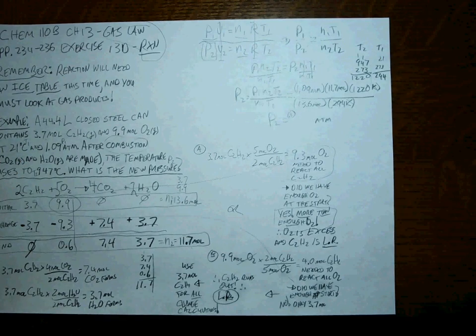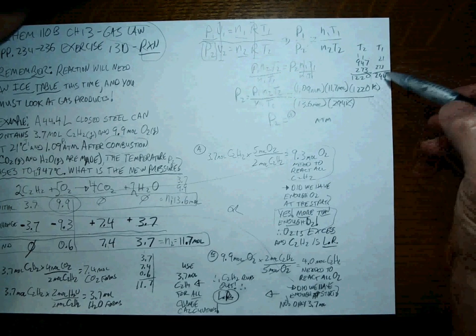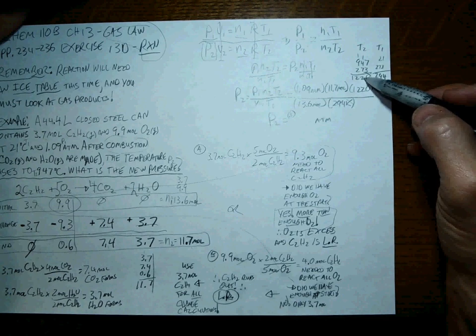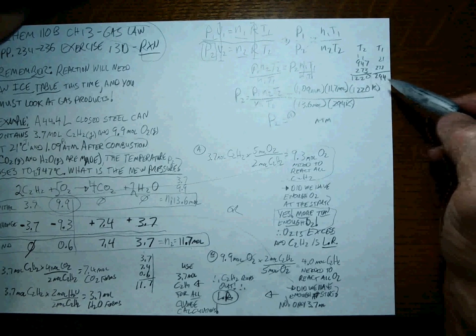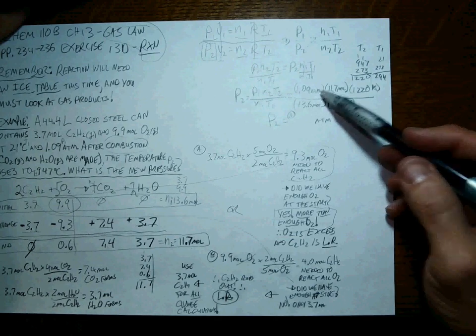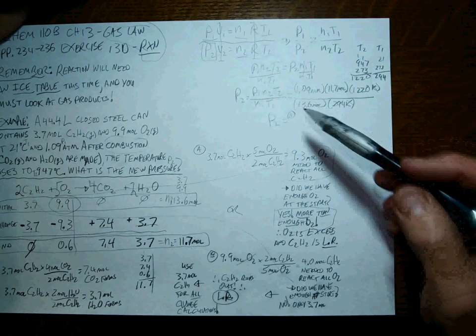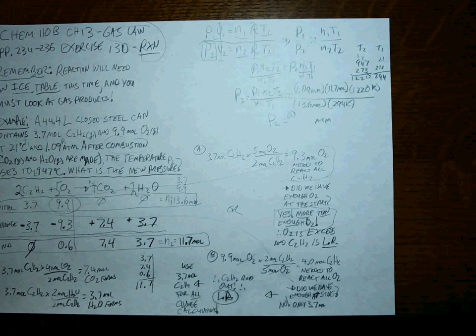Now this is sort of interesting because the temperature went from 21 degrees C all the way up to 947. From 294 up to 1220, we would expect that would result in a higher pressure. However, the number of moles of gas went down from 13.6 down to 11.7, so that would mean a lower pressure. So we'll see whether the temperature or the moles of gas predominates.